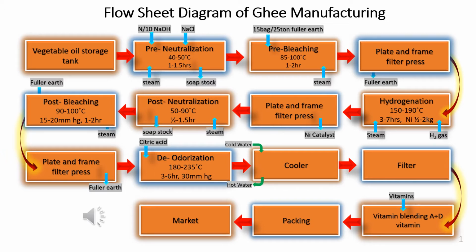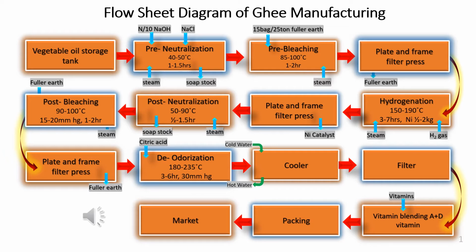So in the first step, our oil is stored in the vegetable oil storage tank. After storing our oil in the vegetable oil storage tank, it goes towards the pre-neutralization section. In the pre-neutralization section, our oil is pre-neutralized. How can we pre-neutralize our oil? We pre-neutralize the oil by providing N/10 NaOH solution and NaCl.